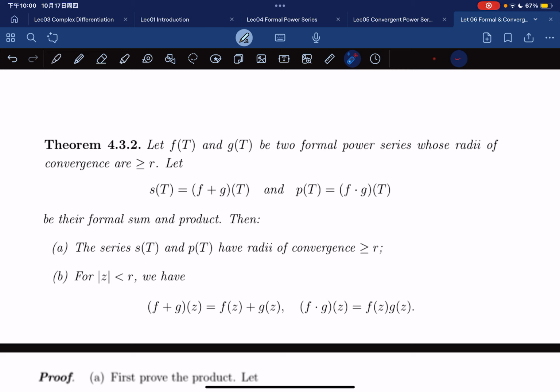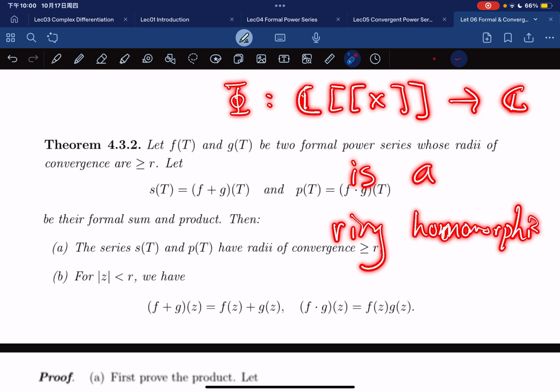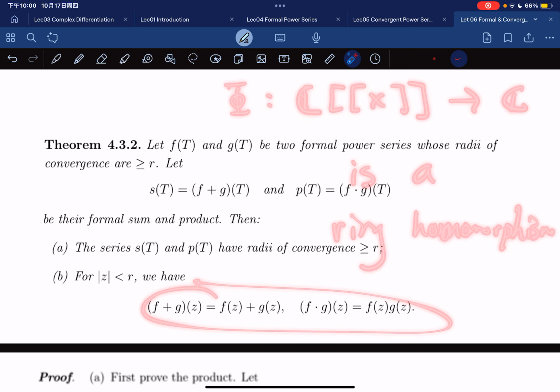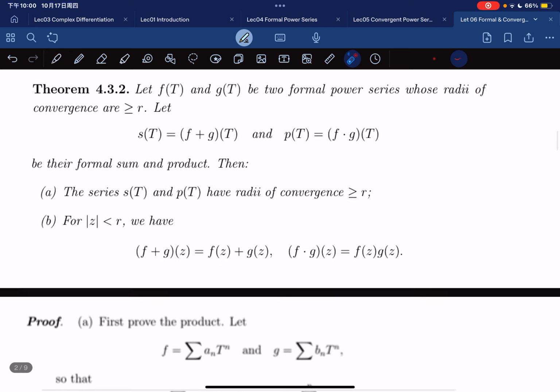What this means is that we can view this in terms of a mapping, let's say phi, that takes the set of formal power series to C, and it is a ring homomorphism that sends f to f(z). So this is what it means.